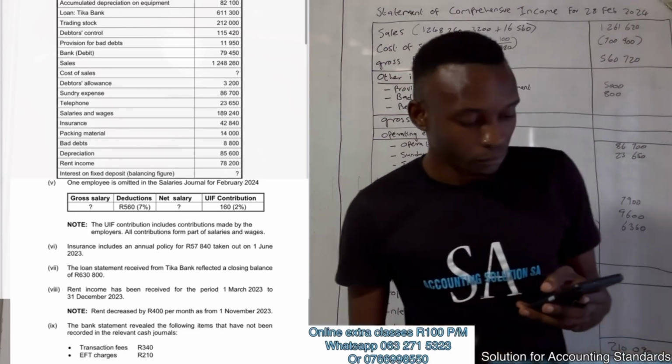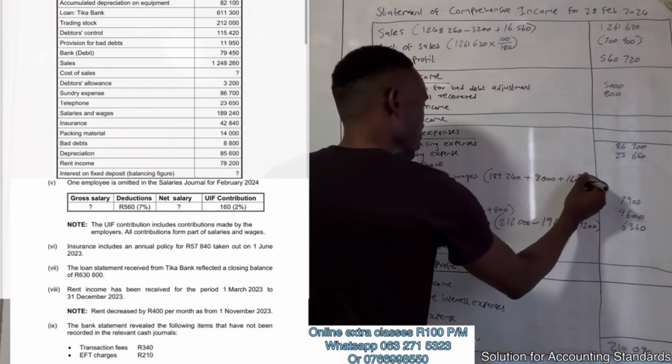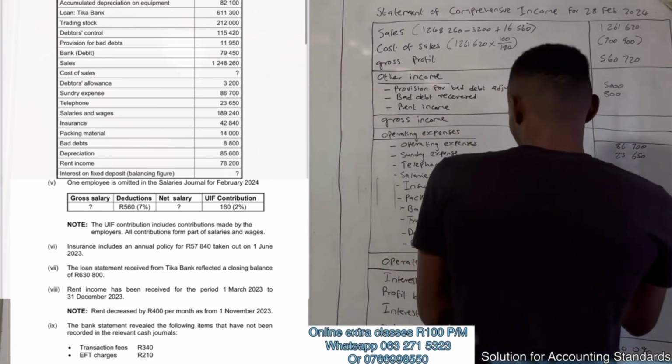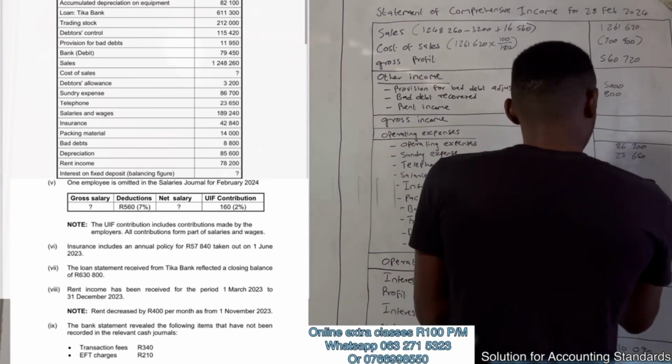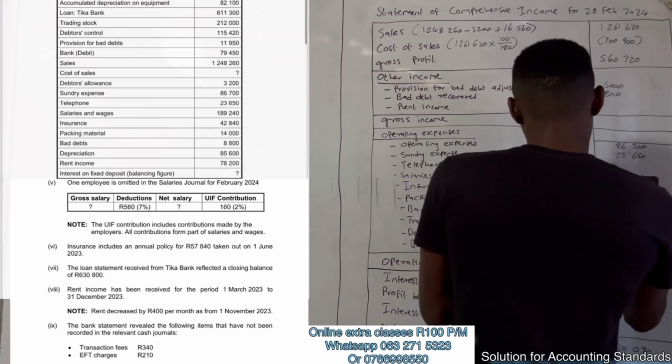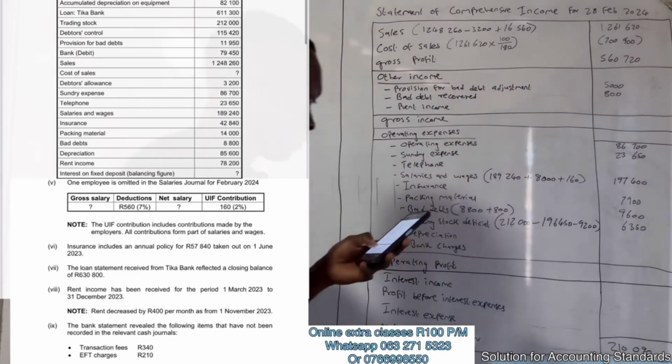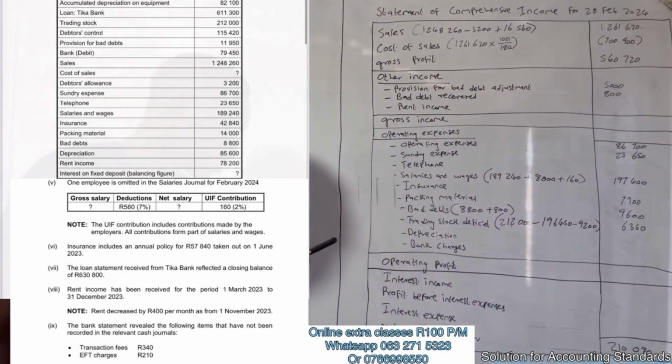Then because we are done here, we must calculate the total. What is the total for salaries and wages? 197,400. Okay. Next one.